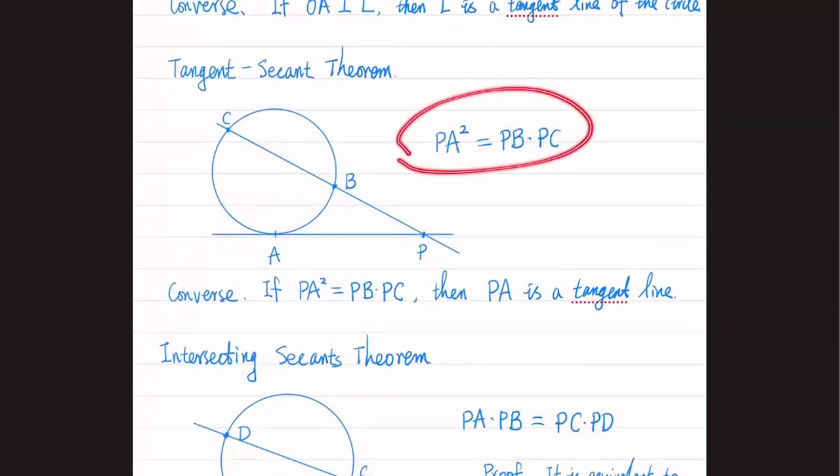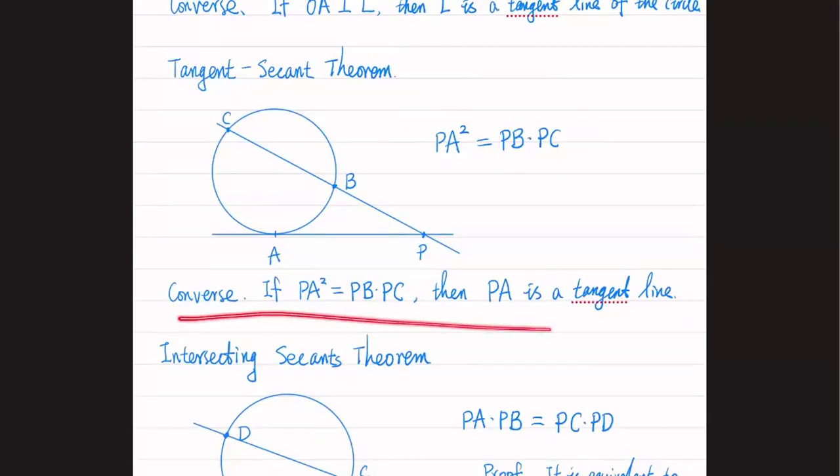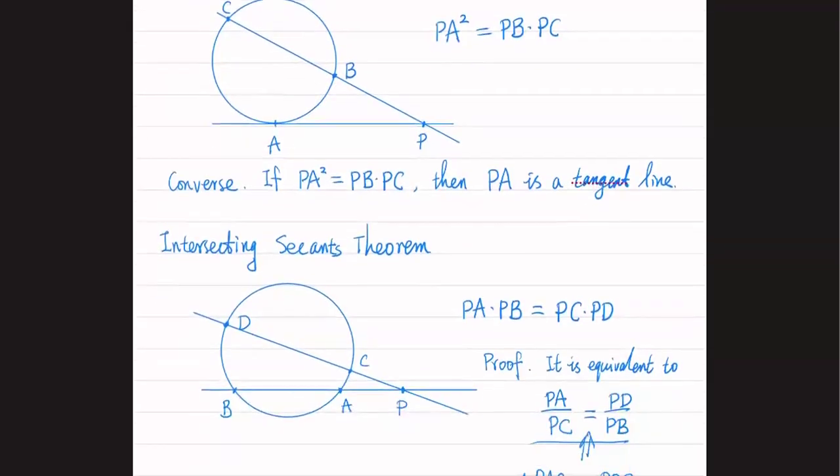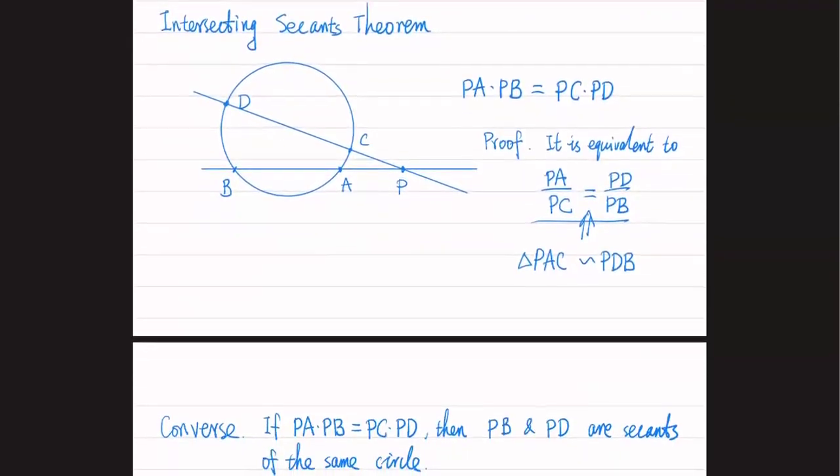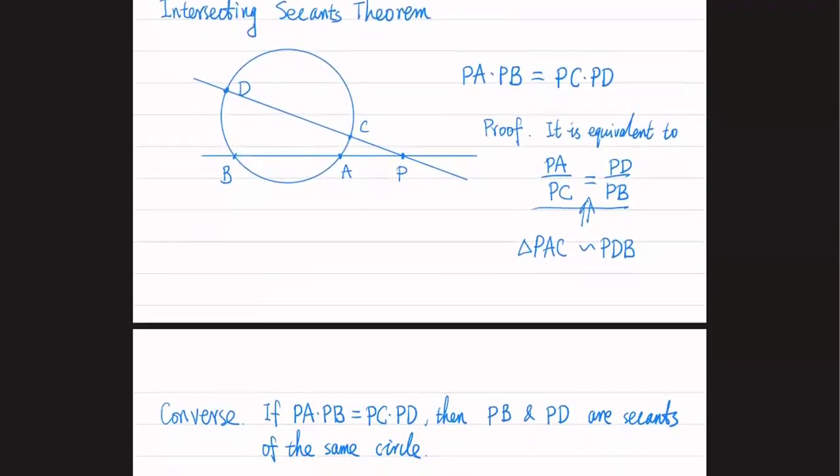Tangent secant. This statement can be improved, maybe later after we show how to draw the circle containing any 3 points. We'll visit this later. And the intersecting secant theorem is similar.